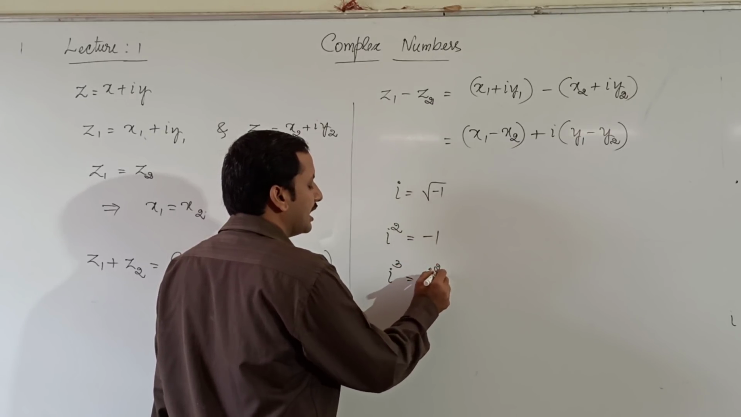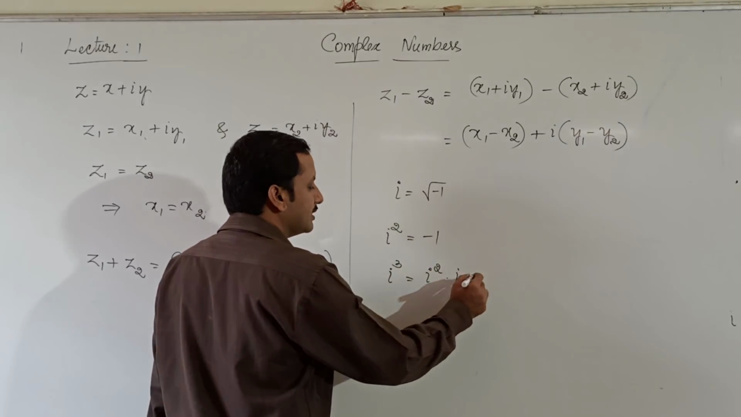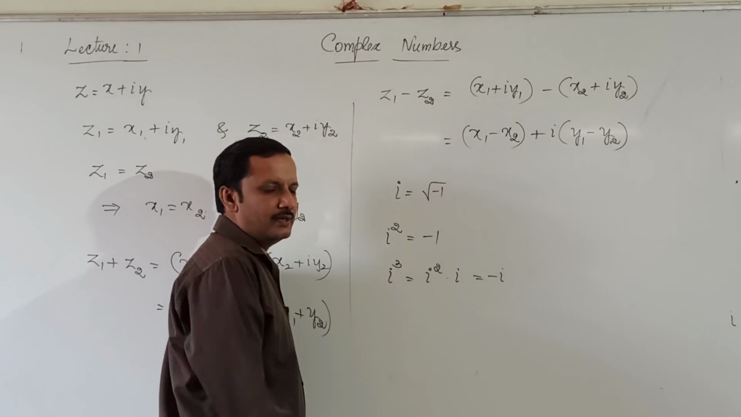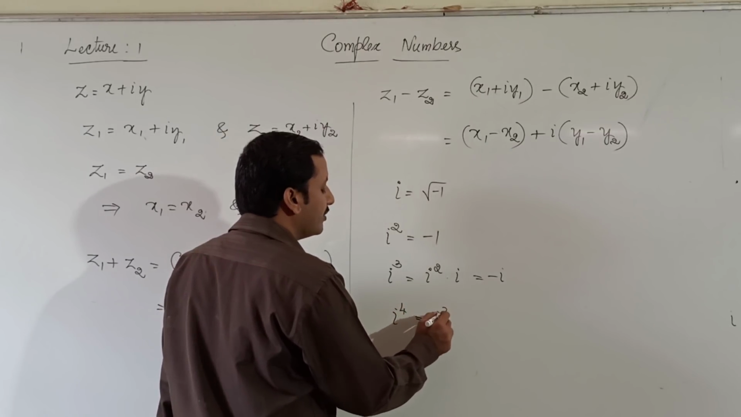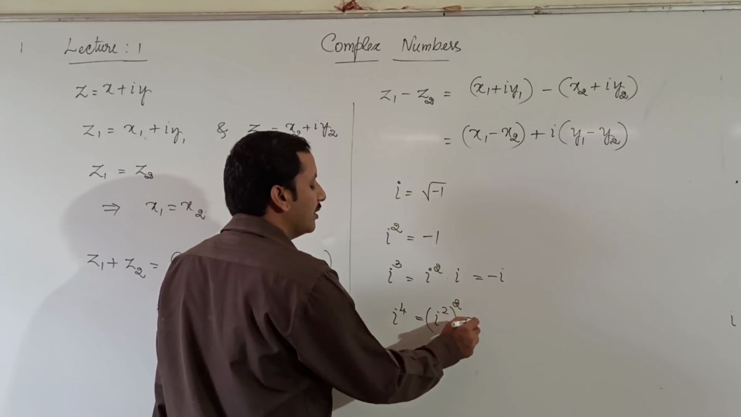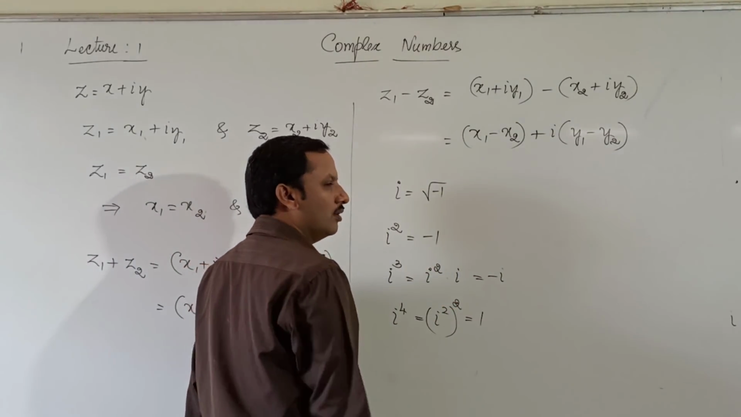i cube I can write as i square into i. i square is equal to minus 1, into i. So this will give you minus i. Then i power 4. i power 4 can be written as i square whole square. i square is equal to minus 1. Minus 1 whole square is equal to 1.